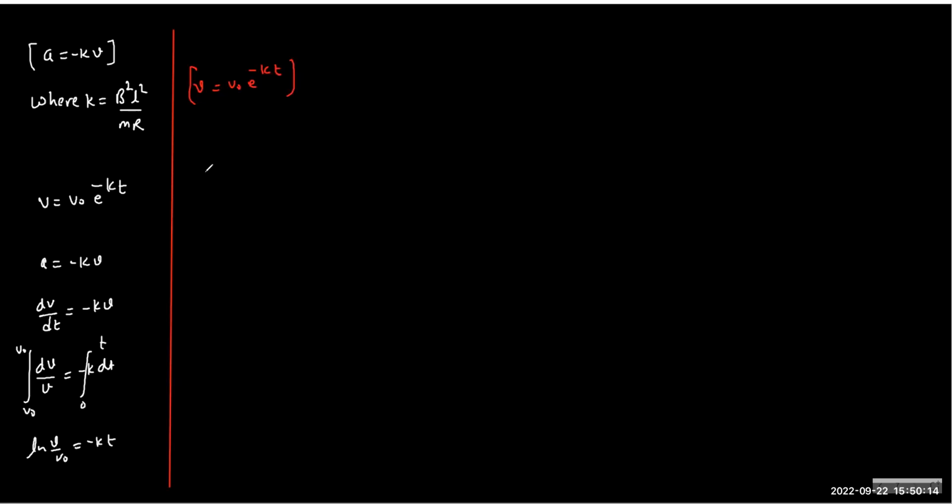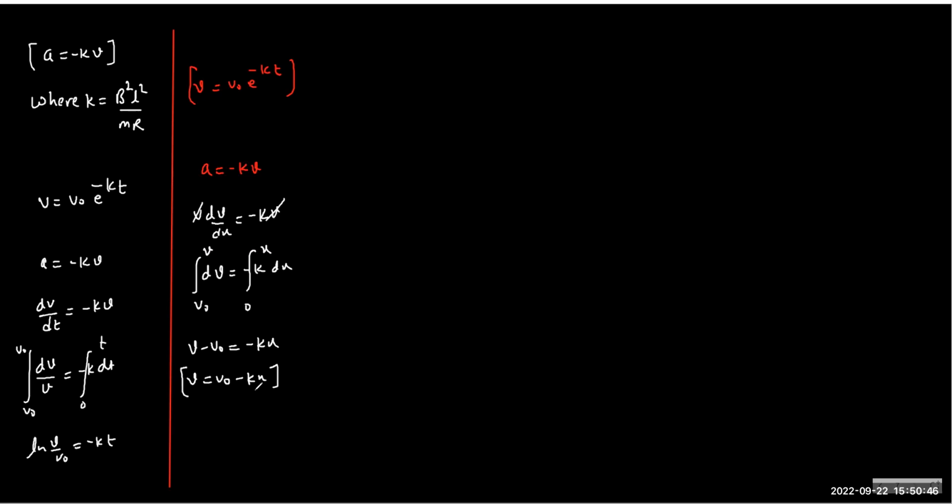So we can start the same. A equals to, and the A is minus kV. So A we can write as V dV by dx. V gets cancelled. So what we get is dV is minus k dx. When x is 0, we can call the V as V naught. So V minus V naught is minus kx.